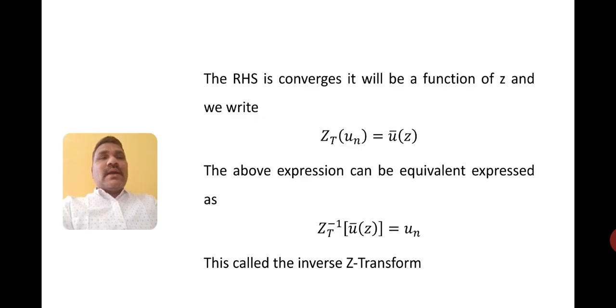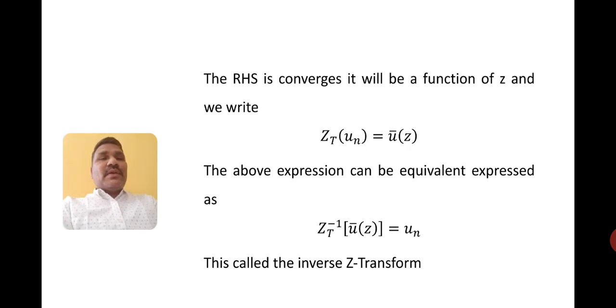So if the RHS converges, it will be a function of z. That is to say, when we get the answer, we will get it in terms of z only instead of u_n. u_n will vanish, and whatever answer you get will be in terms of z only. Therefore, we say it will be a function of z and we can write it as u bar of z. Here you see the RHS part, that is u bar of z, which is nothing but the answer after substituting the n values in the summation.